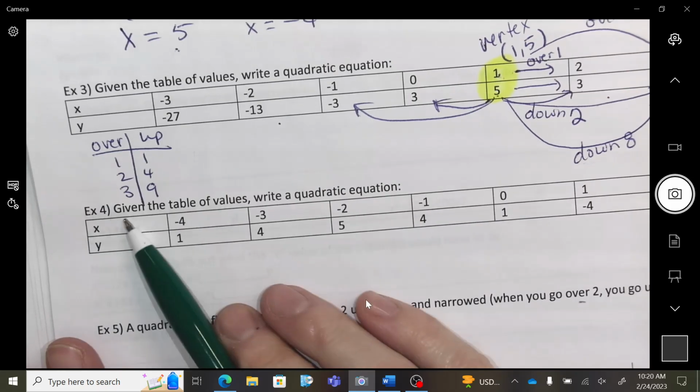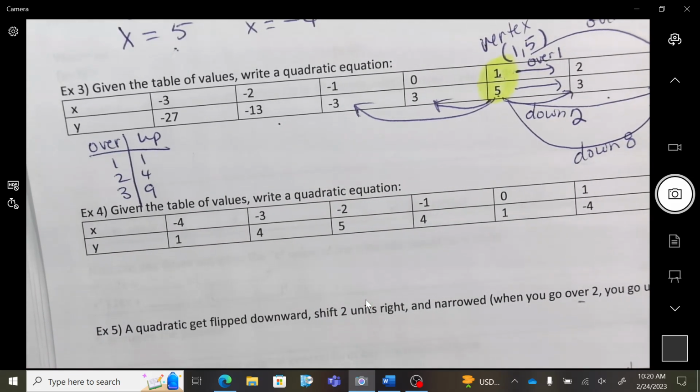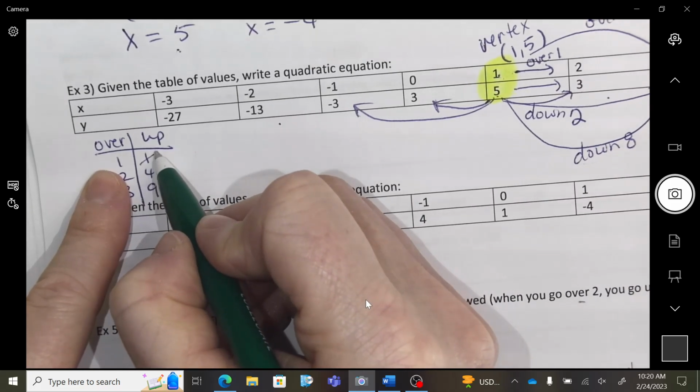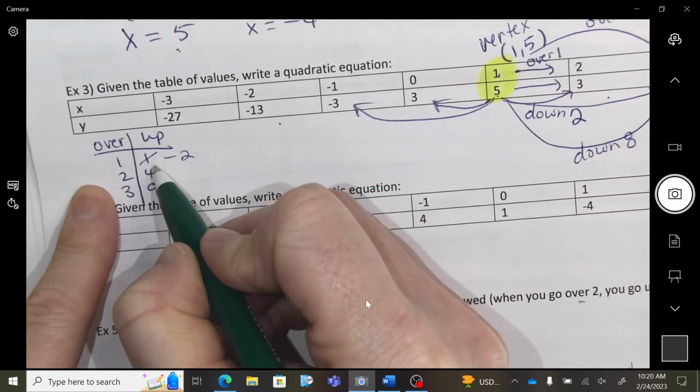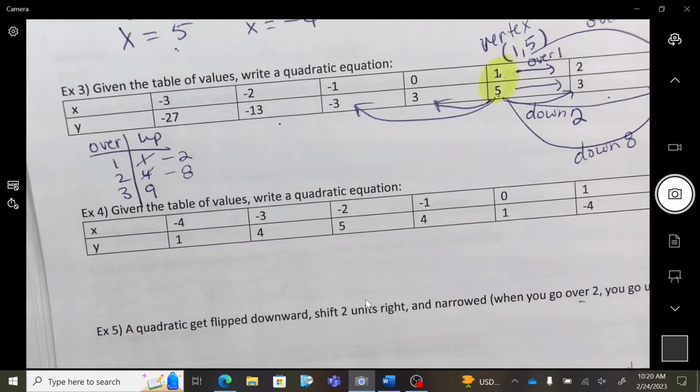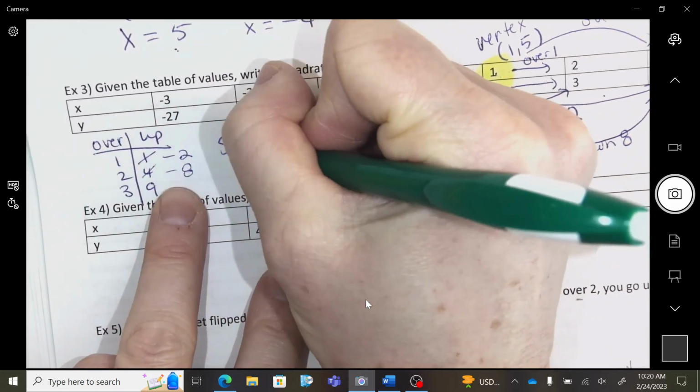So this is the normal pattern: 1, 1, 2, 4, 3, 9. But instead of 1 up, we went down 2. Instead of 4, we went down 8. So what am I multiplying by? What's our multiplying factor? Negative 2.